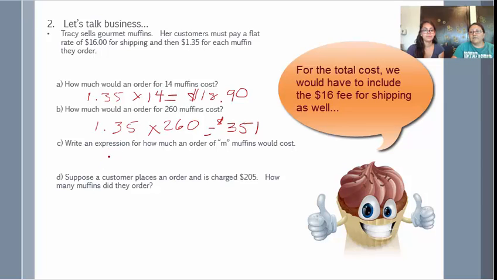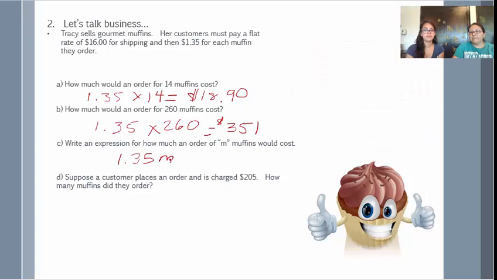So now we're going to write an expression for how much an order of M muffins would cost. So we have 1.35, and then that would be M. That would be the number of muffins we will order. And then we have the fixed rate, which is $16. So that would be our expression.